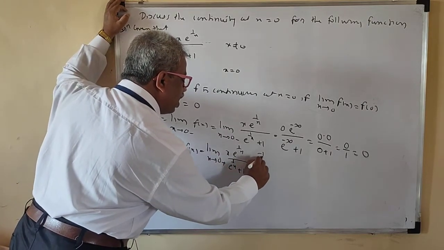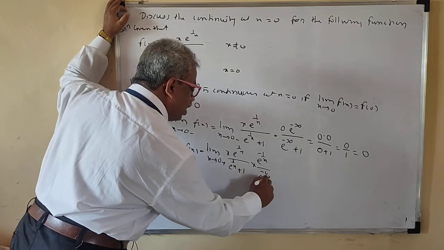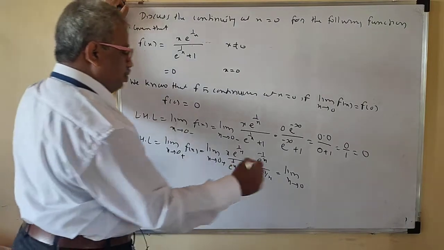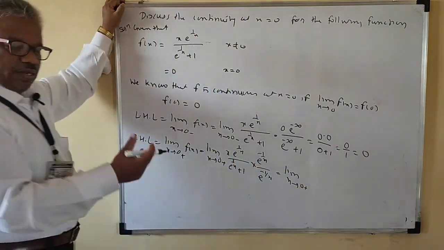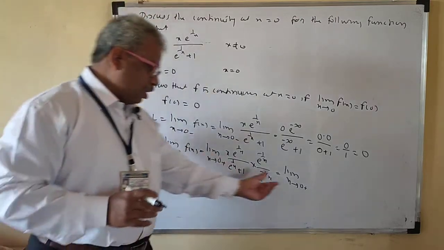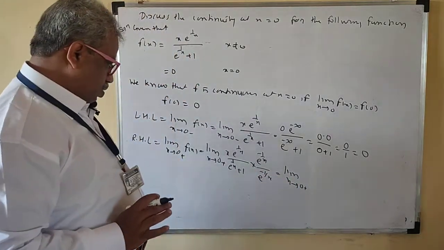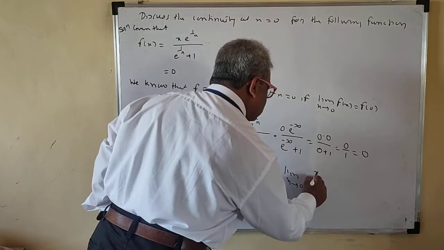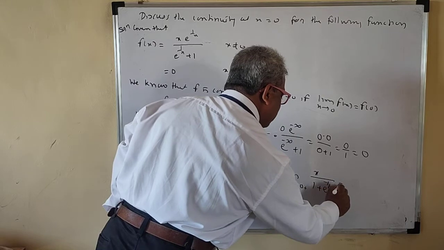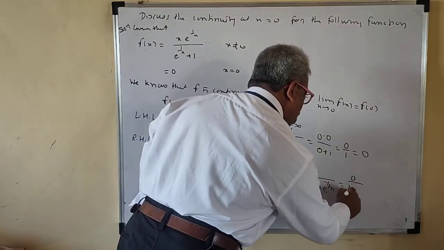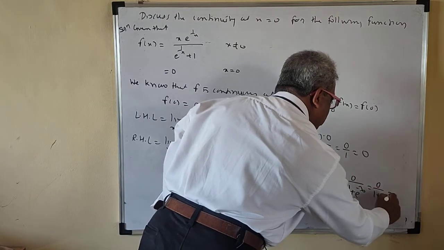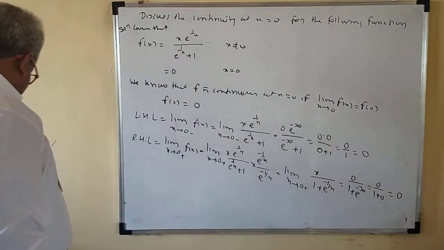So I will multiply and divide by e raised to minus 1 by x now. Limit x tends to 0. This is meaningless actually. So now here what we are taking, x tends to 0. So what happened then? This is x upon 1 plus e raised to minus 1 by x. So this is 0 upon 1 plus e raised to minus infinity, 0 upon 1 plus 0. So this is 0.